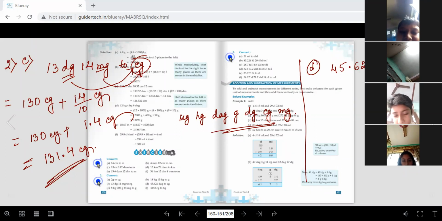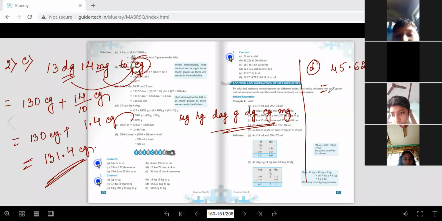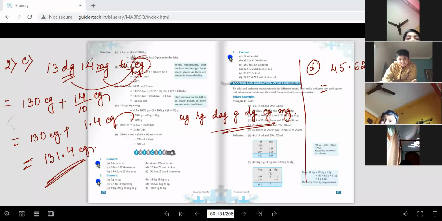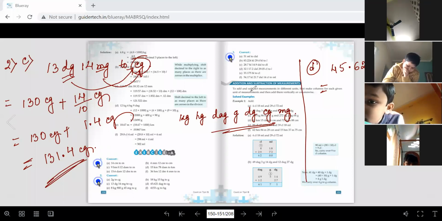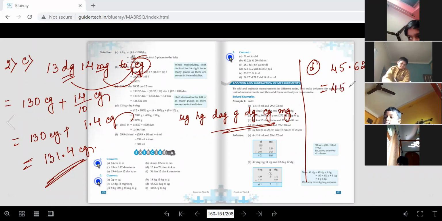45.621 decagram to centigram. Pujan, tell me the next one. From decagram to centigram. Pujan, what are you doing? Tell me the next one, from decagram to centigram. Soham, you can say. Stay, beta. Wait, Pujan, wait. Decagram to centigram.